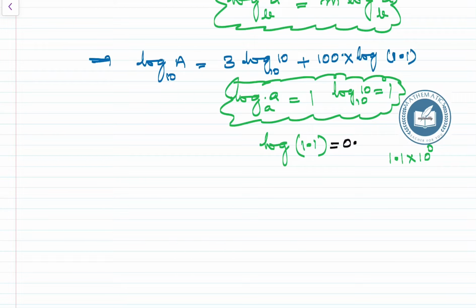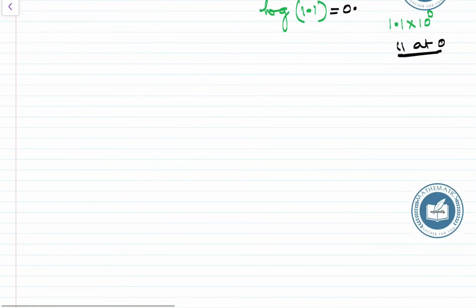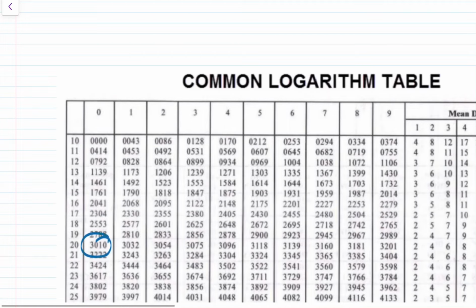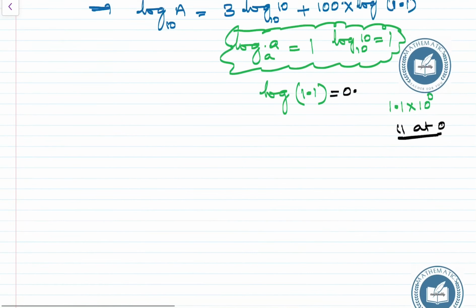Once we decide the characteristic of that number, now we have to see the common logarithm table, 11 at 0. We will see 11 at 0, what is the value of that. So here 11 is there. What is the value here? At 0, it is 0414. That is the value of log 1.1.